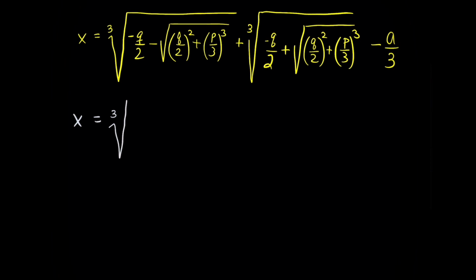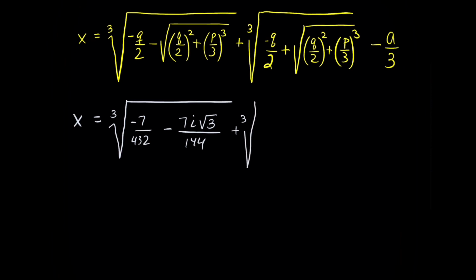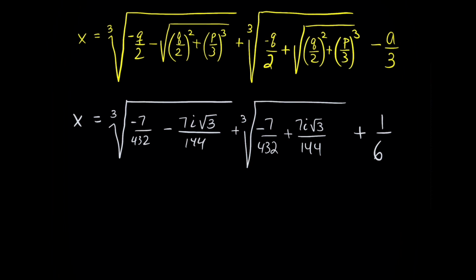Now, substituting in the values we found for q over 2 and p over 3, as well as a over 3, we're going to get the cube root of negative 7 over 432 minus 7i square root of 3 over 144, plus the cube root of negative 7 over 432 plus 7i radical 3 over 144, plus 1/6. As a decimal value, we can approximate this as 0.9009688679, etc.